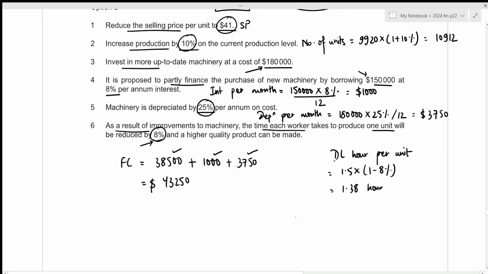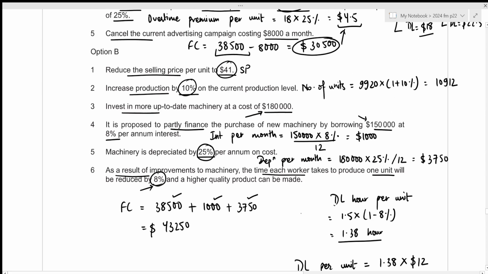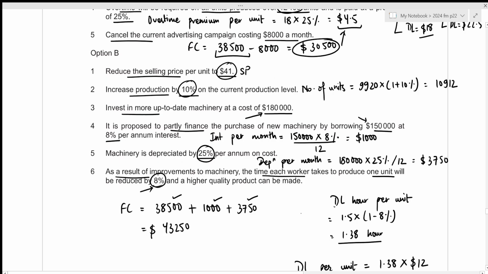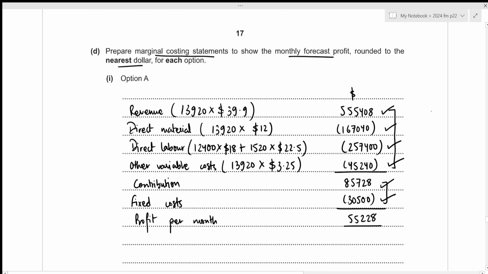Now we need to recalculate the direct labor per unit. That is just the product of our hour per unit, so that's 1.38 now, and the direct labor rate per hour, which we just calculated to be 12. So this results in the value of 16.56. So that is all. Now based on this information, we need to prepare the marginal costing statement for option B as well. We can see that the selling price per unit is 41 and the number of units is 10,912. Let's start our statement.